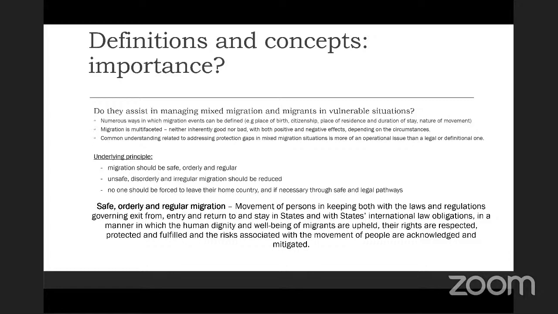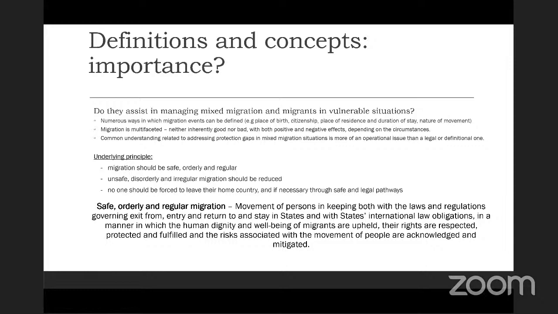I think we can also say that there is a common understanding. When I say common understanding, maybe here I would relate it to the highest level we have in terms of legal frameworks or global frameworks, if we can call it that. When we looked at, for instance, the Global Compact for Migration and the Global Compact for Refugees, in addressing protection gaps in mixed migration situations, maybe the definition is not so important. What's maybe important is the operational issue. How are we really going to operate? What tools are being provided for states and territories to understand how to manage and address protection gaps in mixed migration flows?